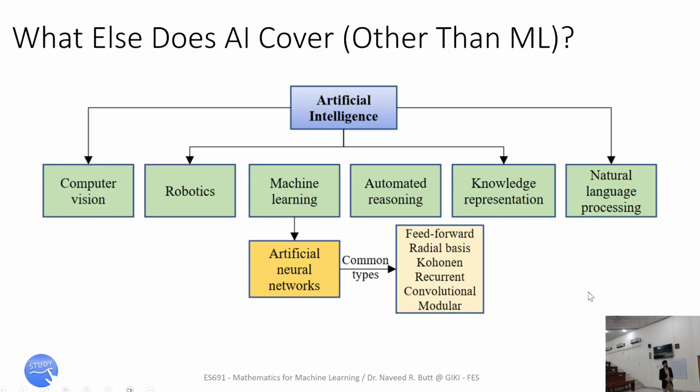So artificial intelligence broadly covers computer vision, robotics, machine learning, automated reasoning, knowledge representation, which is more of a psychology thing, and natural language processing. थोड़ा बहुत overlap हो सकता है कि natural language will use some of machine learning, yes, but in itself it's also a field, coming from linguistics, trying to understand the linguistic behaviors. So हम यहाँ पे हैं, machine learning.